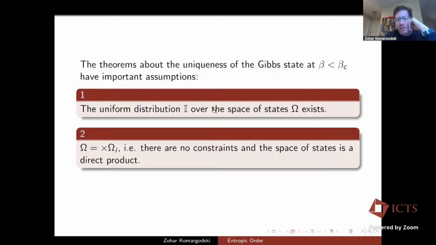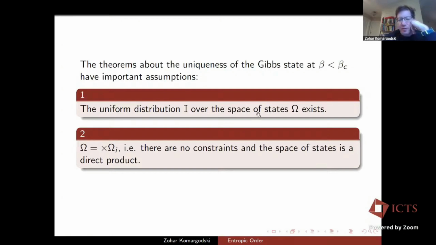Let me just explain what it means. You can put a uniform distribution on the interval, so you can draw a number from 0 to 1 with uniform distribution. But there is no such thing as drawing a number from the integers with uniform distribution. There is no uniform distribution over the integers. There is the uniform distribution maybe over the numbers 1, 2, 3, or the numbers from 0 to 1. But there is no uniform distribution over the integers. So the first assumption is like saying that there are not that many states. And the second assumption is about the direct product structure of the space of states.